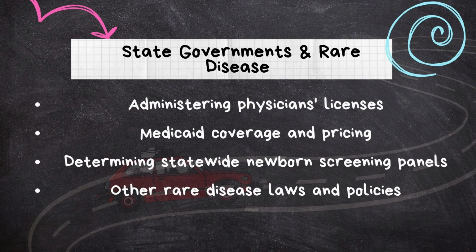While this can look many different ways, some examples include administering physicians' licensing, including how physicians licensed by other states are or are not covered, and how other healthcare providers like genetic counselors are covered, establishing a state healthcare plan for services and pricing under Medicaid, deciding which diseases and disorders to screen newborns in the state for based on RUSP recommendations or other state additions, and other laws and policies that pertain to rare diseases.